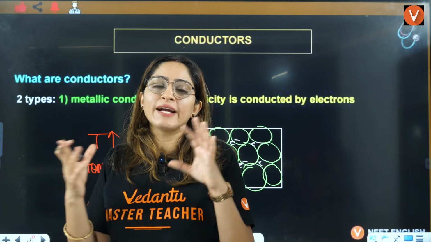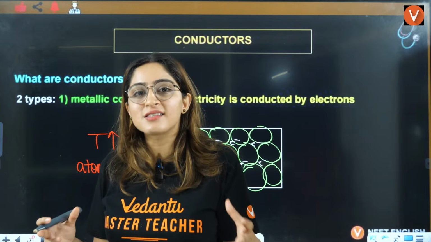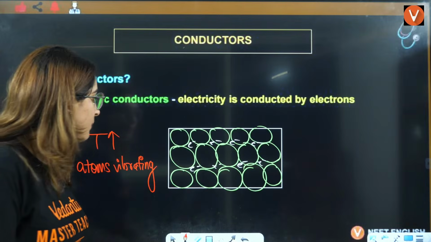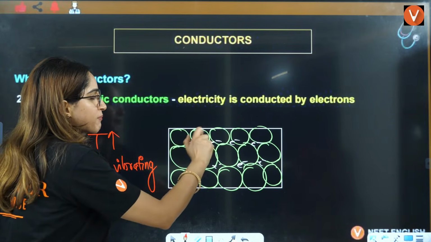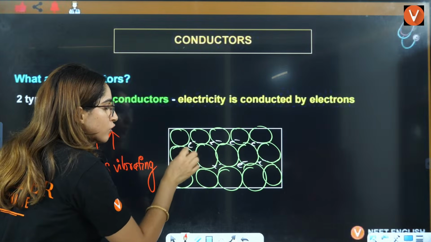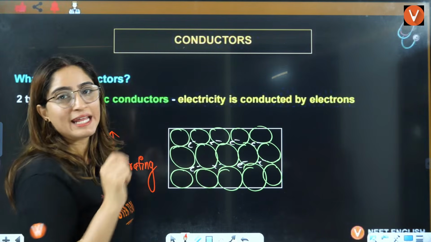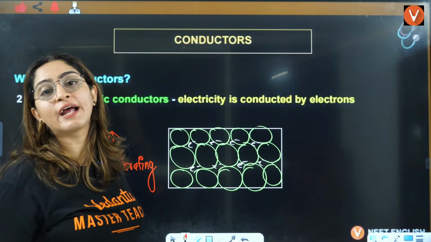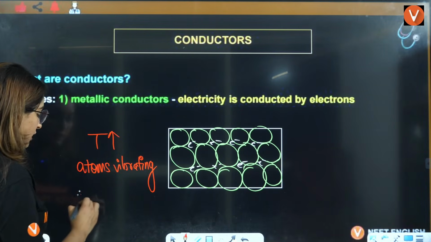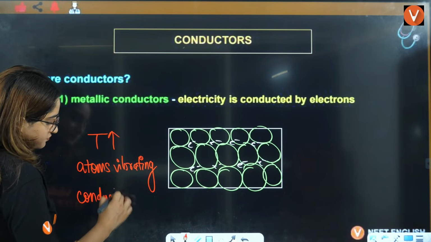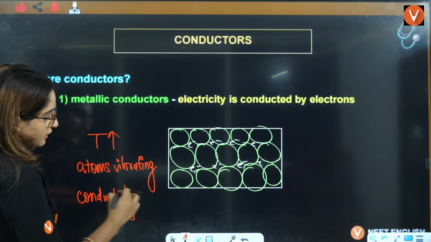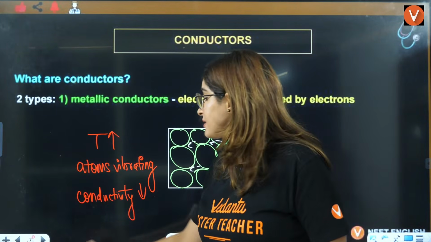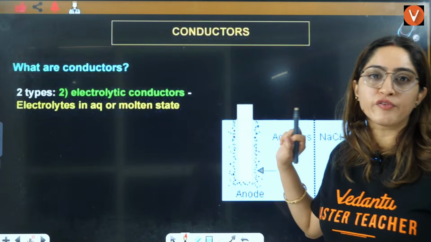People start colliding with each other, and that is the reason the electron finds it very difficult to flow, because these atoms are vibrating. Now the electron is not getting any direction to flow. This makes it difficult for the electron to flow. That is the reason conductivity decreases here. Now in this case, what will happen?